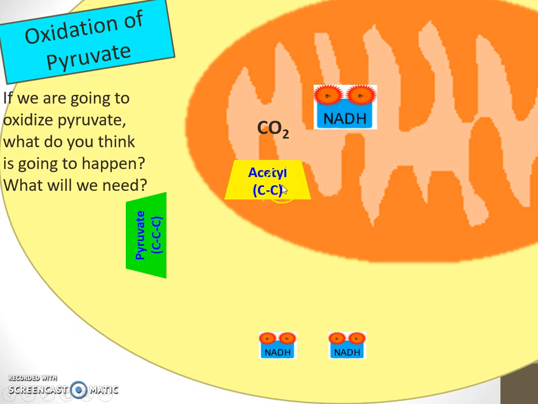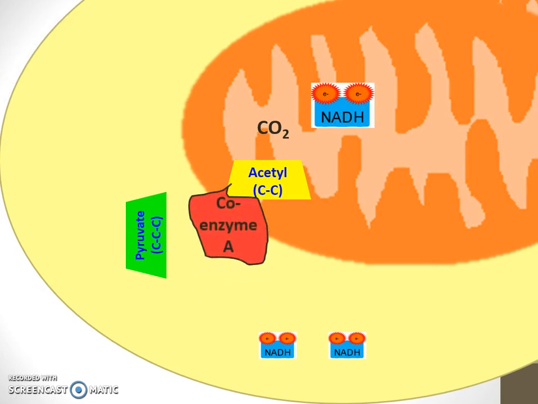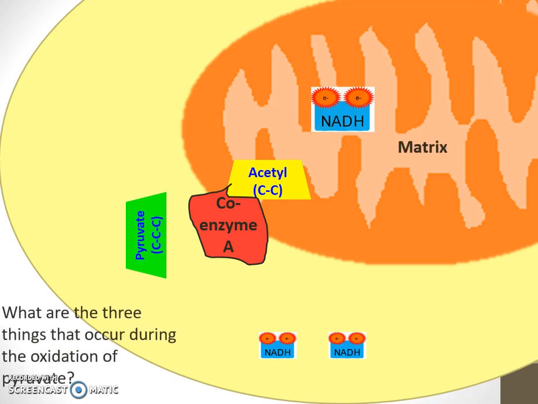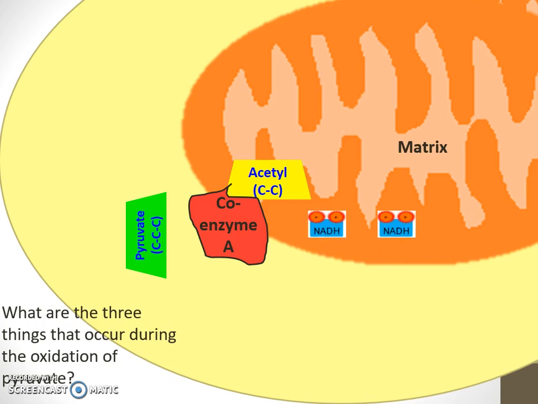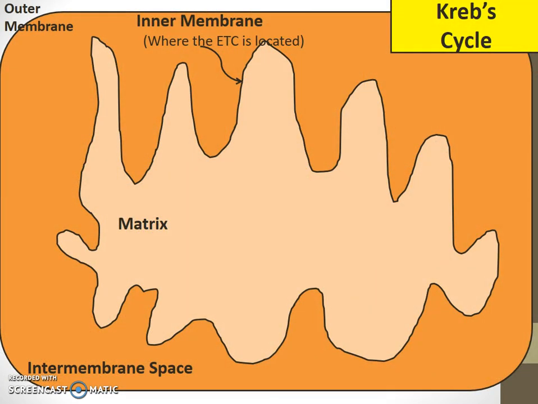Now in the process of breaking that bond, a carbon dioxide was released. This carbon dioxide is the carbon dioxide that you breathe out. Now we're left with 2 carbons remaining in an acetyl group. So then a coenzyme will come and attach to that acetyl group, and now that together, acetyl-CoA, is what will enter into the Krebs cycle.